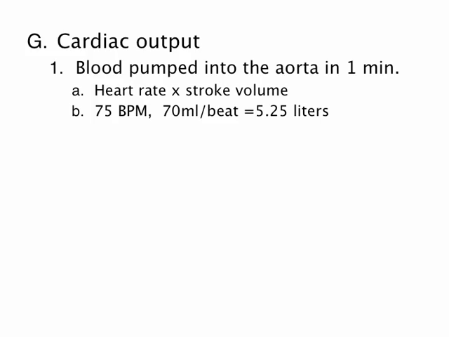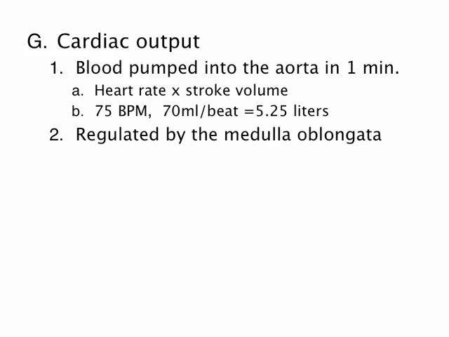So let's say on average you have a heart rate of 75 beats per minute, and you have 70 milliliters per beat. That's going to give you about 5.25 liters every minute. And just to put this into perspective, the average adult male has right around 5 liters of blood in their body. Therefore, every minute your entire volume of blood is being pumped throughout your body. This is regulated by the medulla oblongata, or the part of the brain that regulates cardiovascular activities.